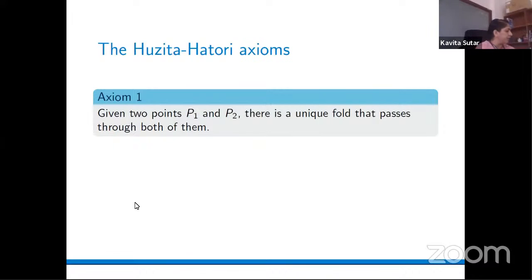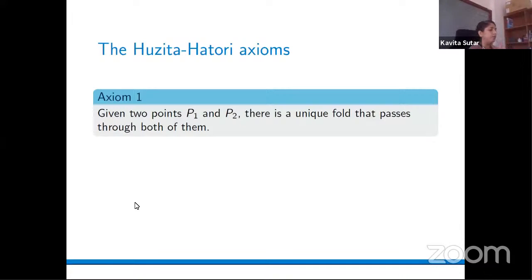Just to refresh your minds about the Euclidean axioms of geometry, let me remind you what they are. The first one says that given any 2 points, there exists a line joining them and this line is unique. That's what the first axiom says.